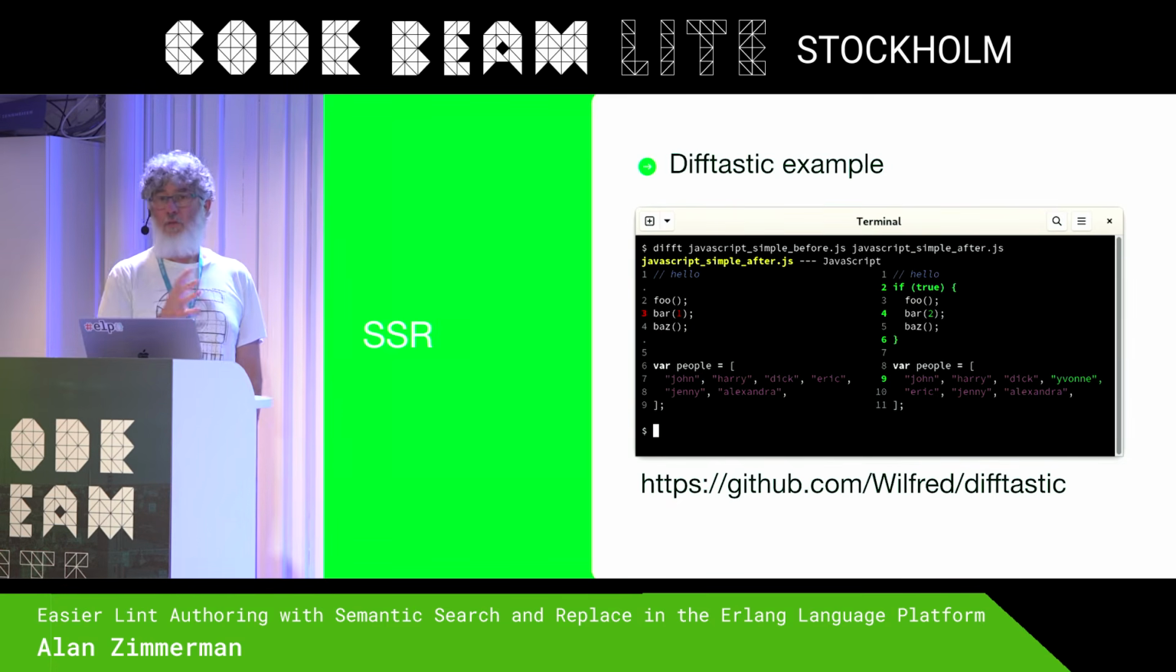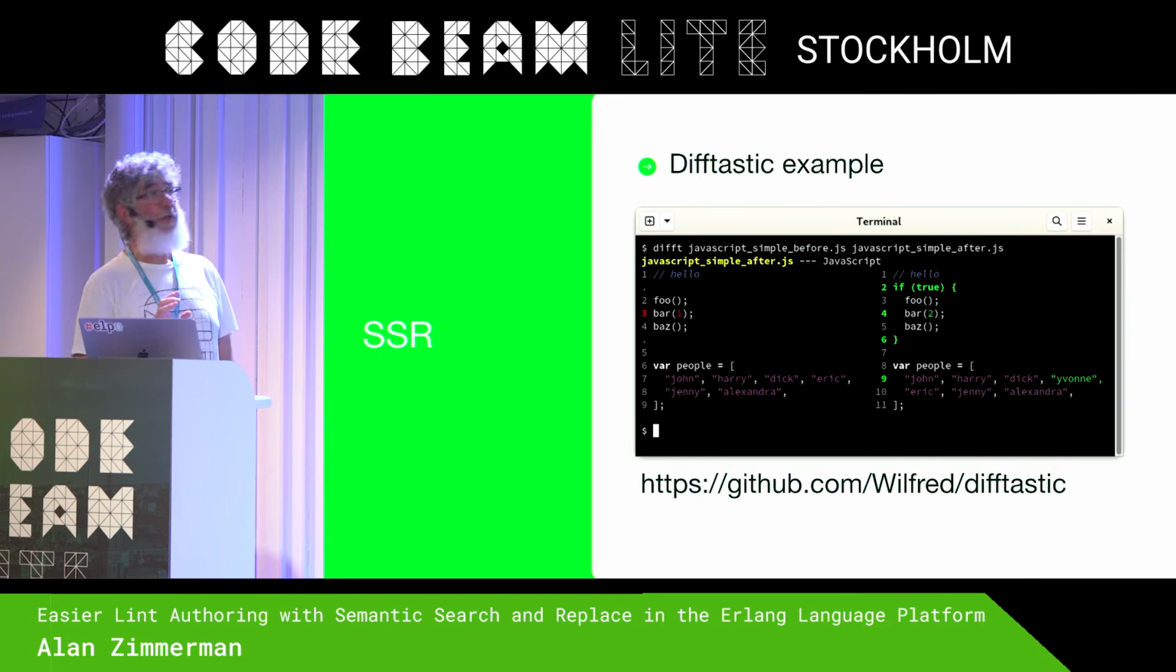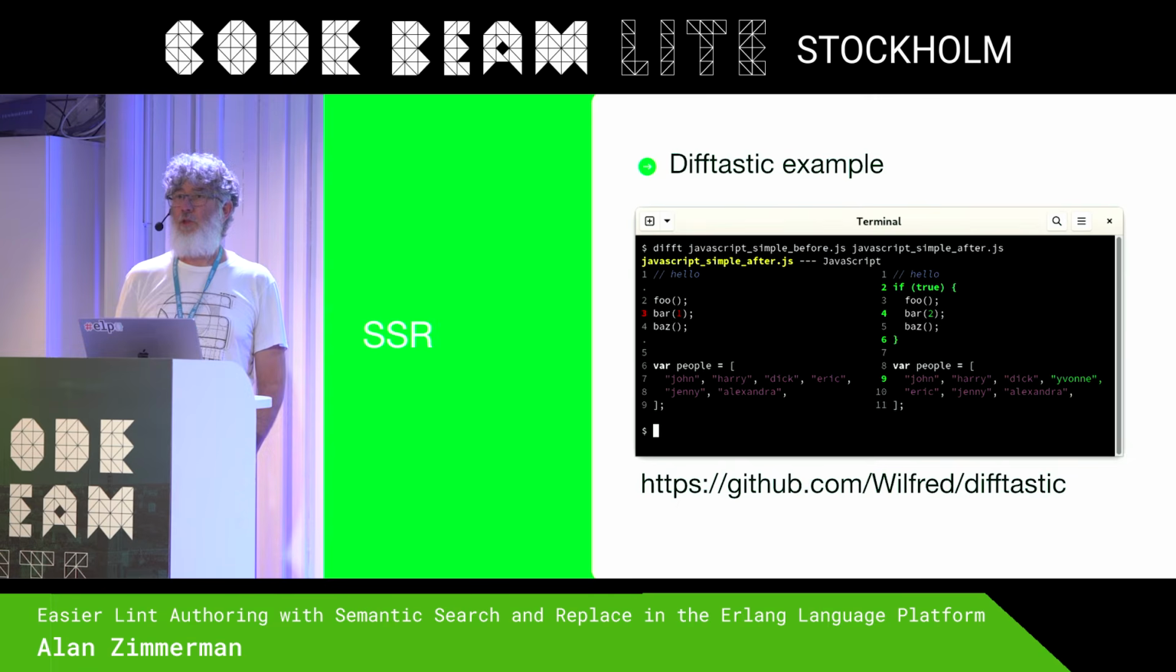So even though the code is moved around and is in different places, it knows that these are the only things that have changed. In the second one, you've got a list, an item's been added to the list, the whole thing's been reformatted to fit, but it highlights that just Yvonne has been added. So that's what this search does.